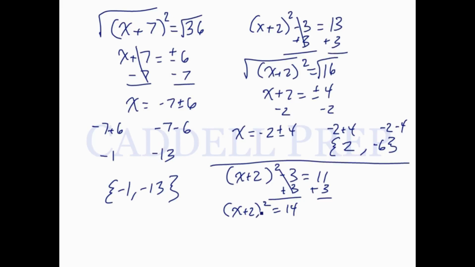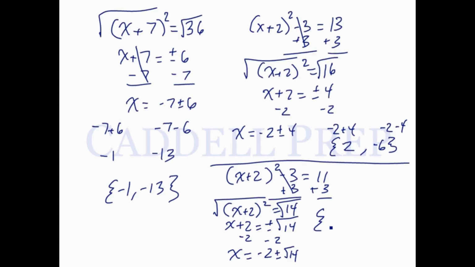So now to solve for x, we have to get rid of the squared. So do the square root. X plus 2 equals positive or negative radical 14. So we can't take the square root here. So it's just plus or minus radical 14. Then minus 2 minus 2. X is negative 2 plus or minus radical 14. And then that's going to be our answer choices, or our solutions. Negative 2 plus radical 14 and negative 2 minus radical 14.